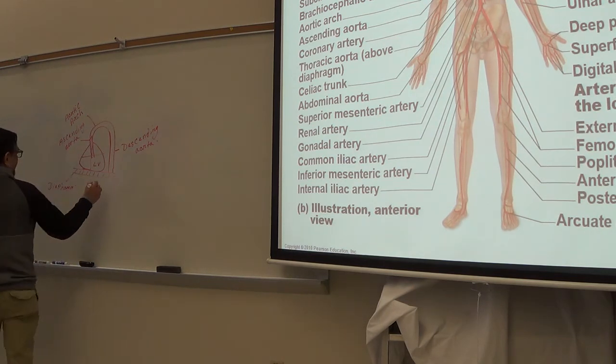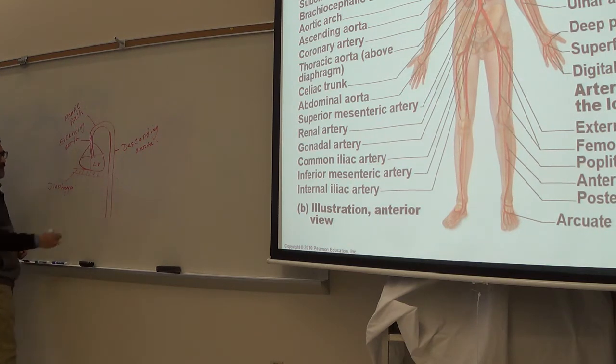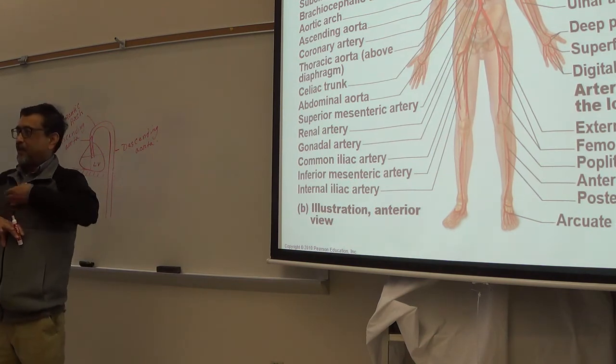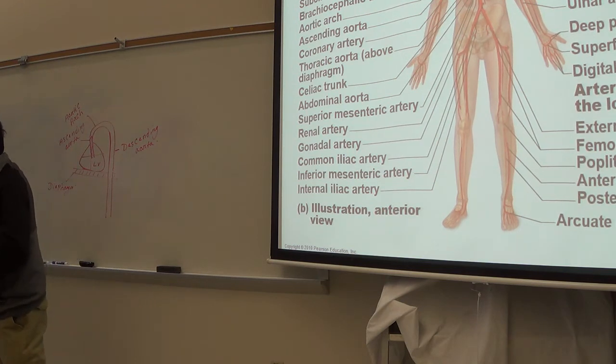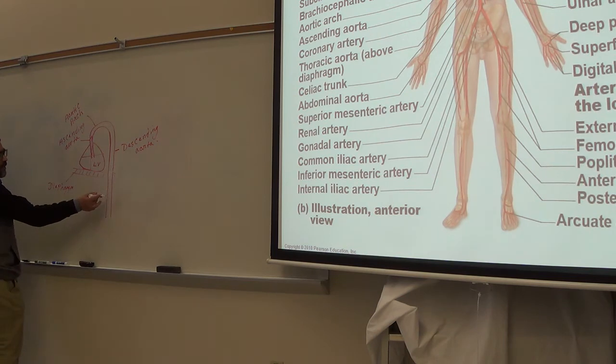It's not done yet. Descending passes through the diaphragm and enters into the abdominal cavity. So your diaphragm is here, right? You know, above the diaphragm is the thoracic cavity. Below the diaphragm is what? Abdominal cavity, right? So it enters into the abdominal cavity. So the whole thing is the descending aorta.